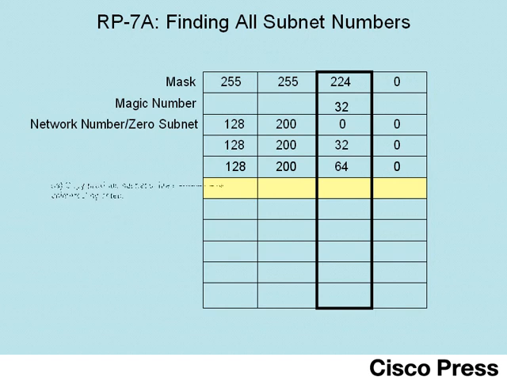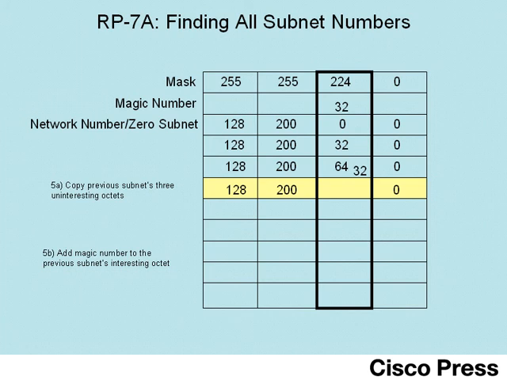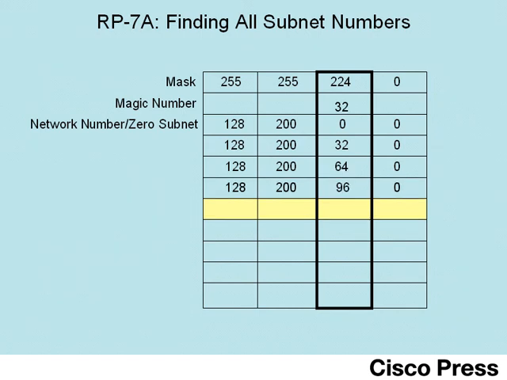Repeating step 5 again, we copy the 3 boring octets down to the next line in the table at step 5a, and then at step 5b, we add the magic number of 32 to 64 in this case, which gives us 96 for the new subnet number. So this next subnet number is 128.200.96.0. At this point, you should start to see the pattern. Of course, in the third octet, all the subnet numbers are some increment of 32, which is the magic number.